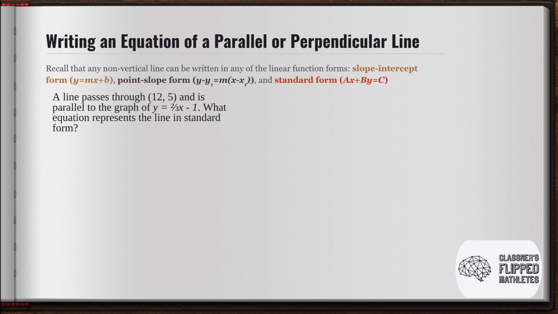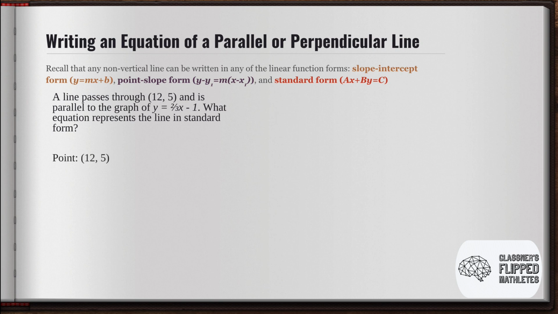So let's say a line passes through the point (12, 5) and is parallel to the graph of y equals 2/3 x minus 1. What's the equation of the line in standard form? It might seem difficult to generate, so let's just think about what we know for a second.